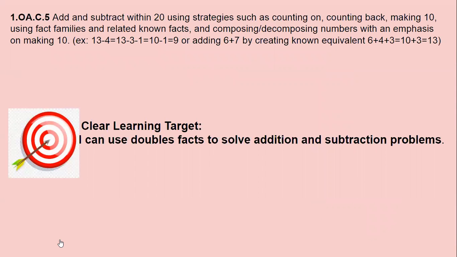All right, our clear learning target for the day is I can use doubles facts to solve addition and subtraction problems. Will you say that with me? I can use doubles facts to solve addition and subtraction problems. Great job.